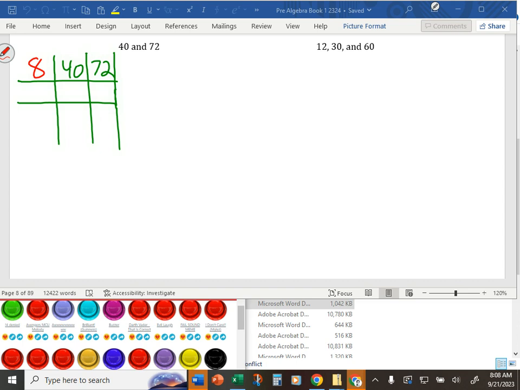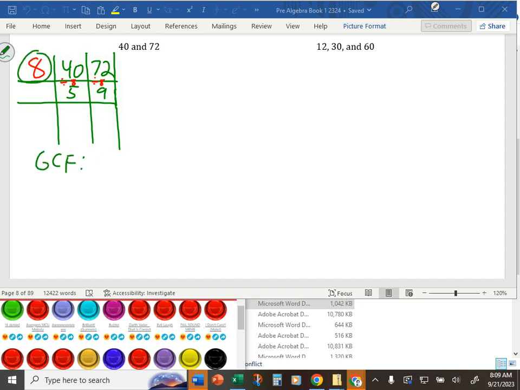What do we do with that 8? Do we remember? Okay, so our next step is we're going to divide each number, 40 and 72, by 8. And that gives us 5 here and 9 here. Then we take a look and say, is there any common factor for 5 and 9? Is there any number that goes into both 5 and 9 evenly? No. Therefore, 8 is our answer.